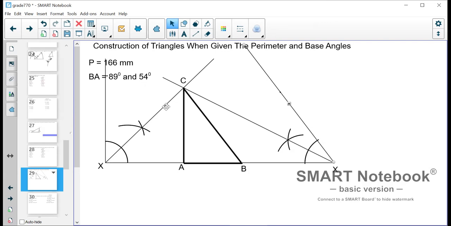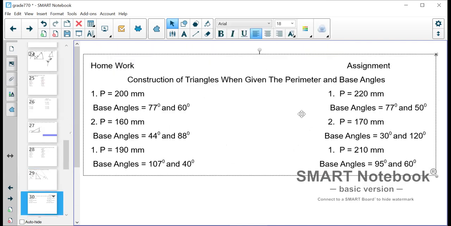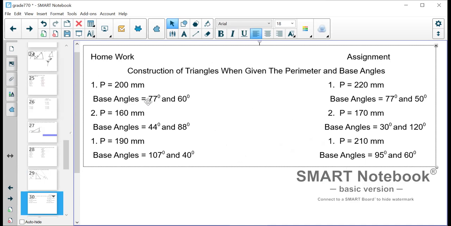Good. So that is how you construct triangles when given the length of the perimeter and the base angles. All right, so here I have for you others that you need to work on. This here should be number 3. So what I need to do, I think these measurements are a little bit too long. As a matter of fact, no, they're not.